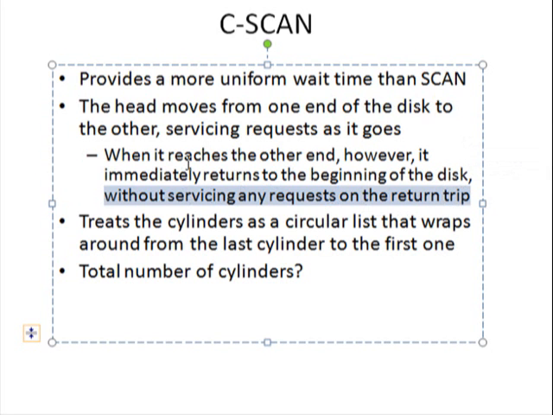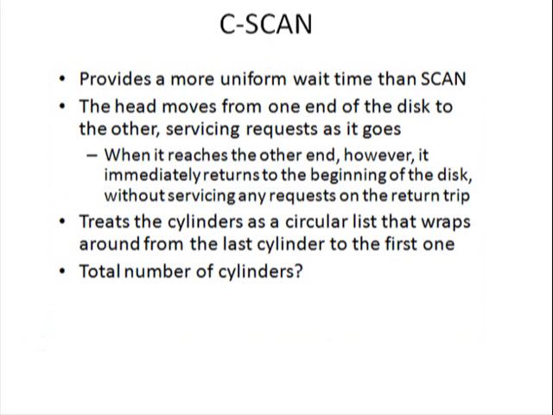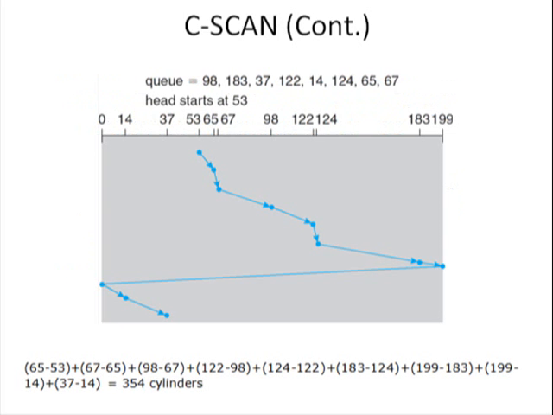When the head reaches the other end of the disk, it returns to the beginning of the disk without servicing any requests on the return trip. So this treats the cylinders as a circular disk that wraps around from the last cylinder to the first one. Here again we need to calculate the total number of cylinders. So we will see how, in this algorithm, the head will return back to the other end without servicing any request on the return trip.